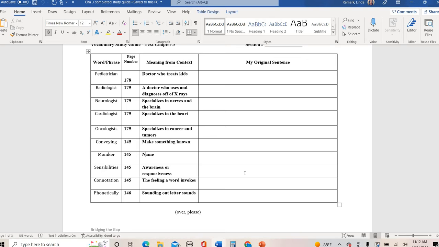Okay, a moniker is a name. So a moniker is just another way to say a name. So what moniker do you go by? Maybe it's a nickname, maybe it's an actual name.